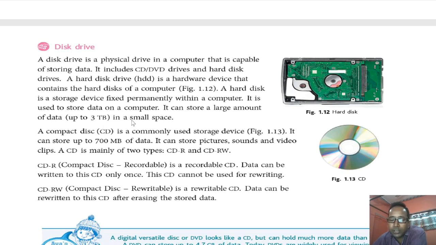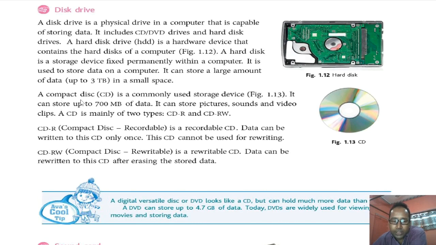This is fixed inside the CPU unit. That's why it is also called the fixed disk. Then compact disk, CD. It is a commonly used storage device. It can store up to 700 MB of data in the form of picture, sound, video, text, etc.